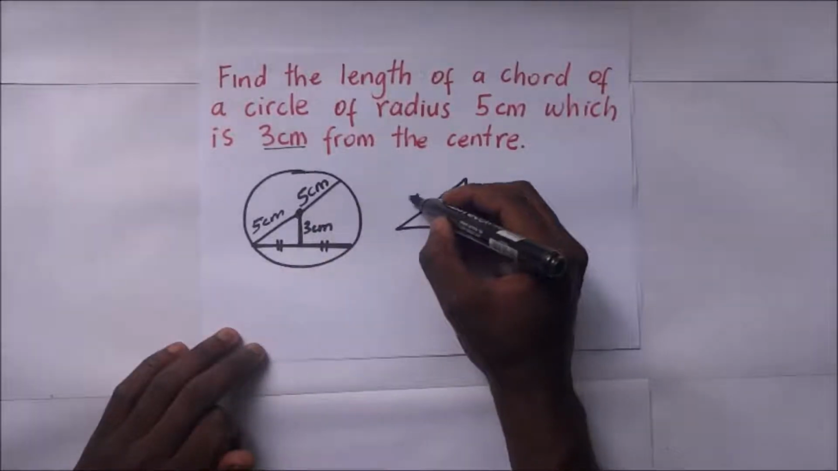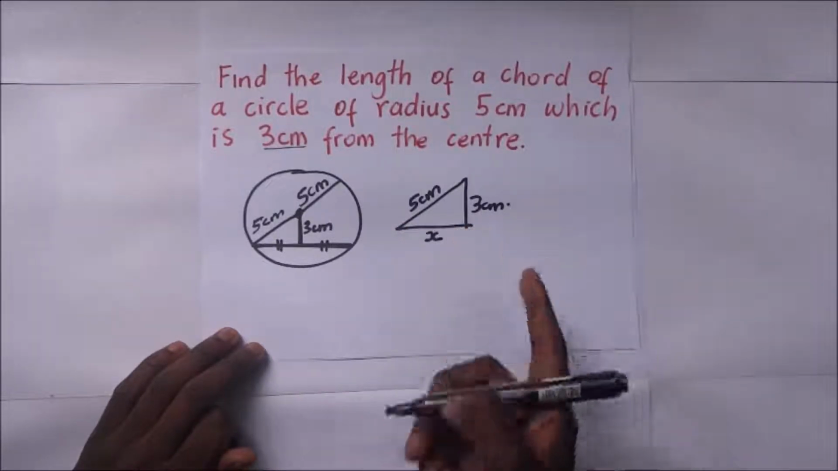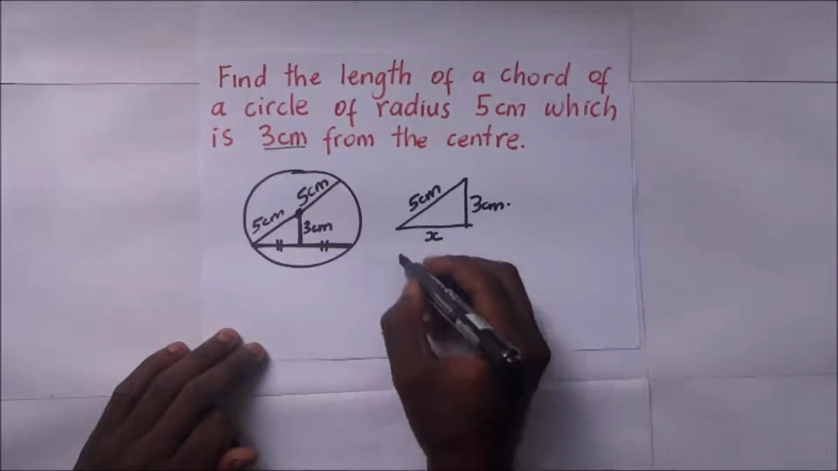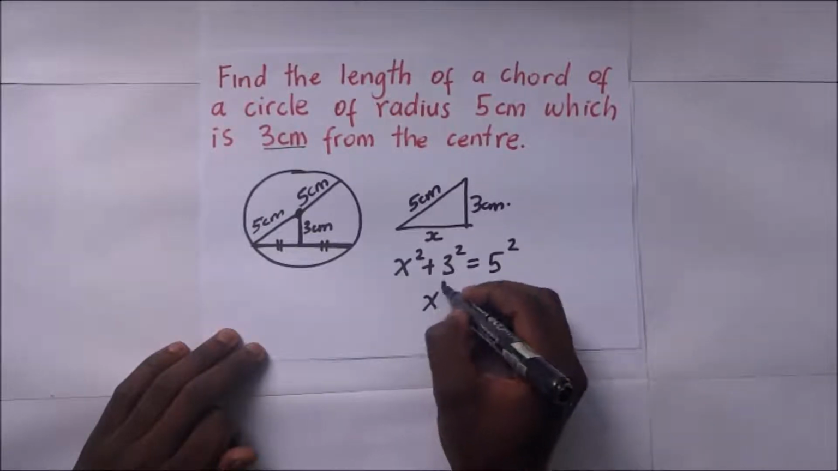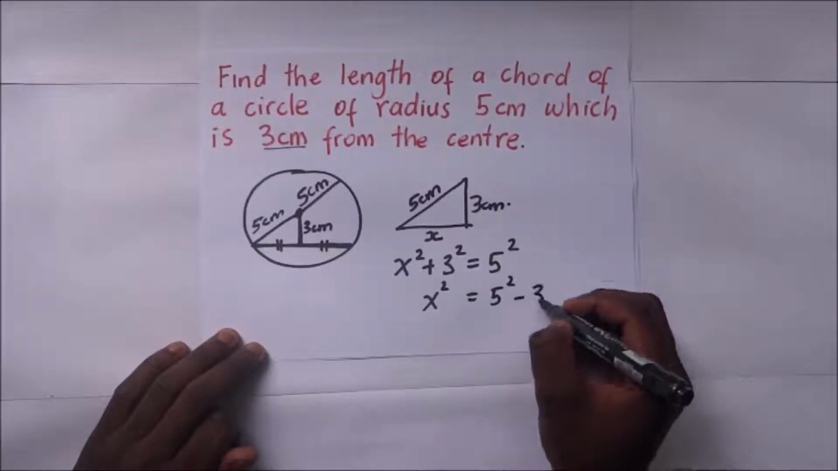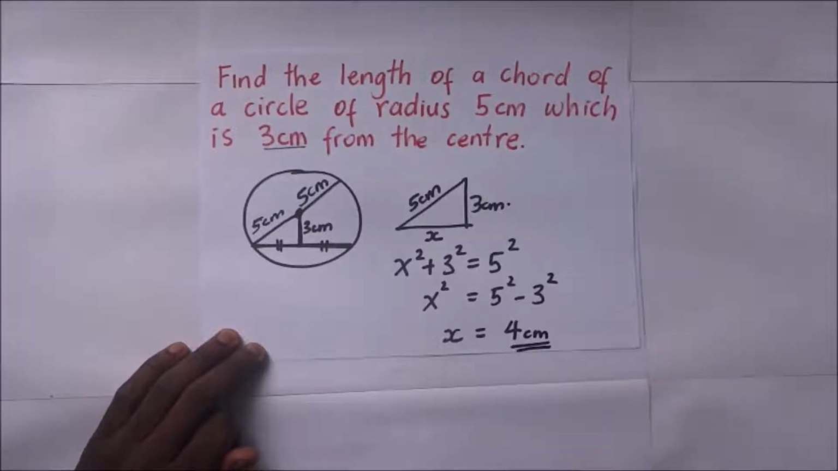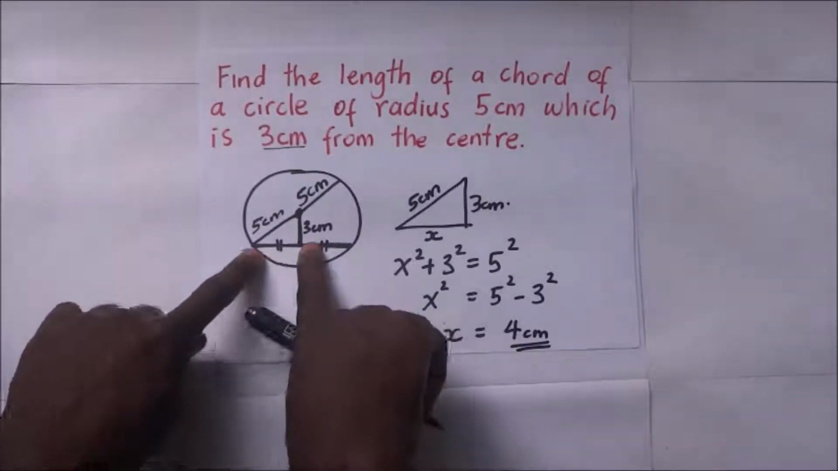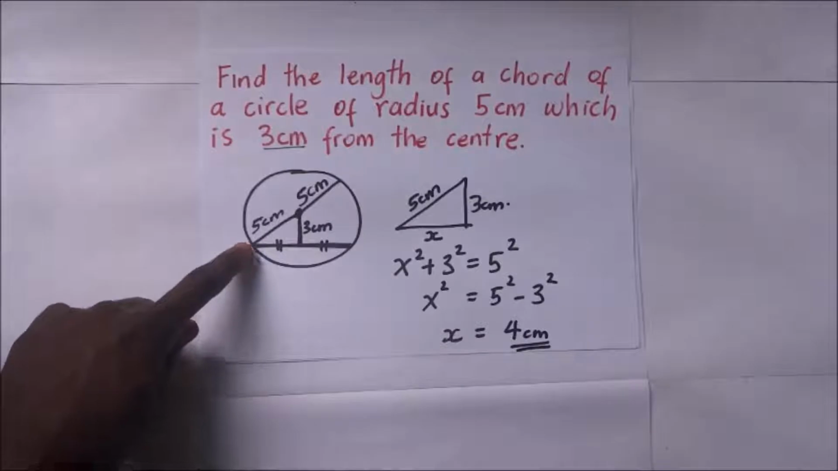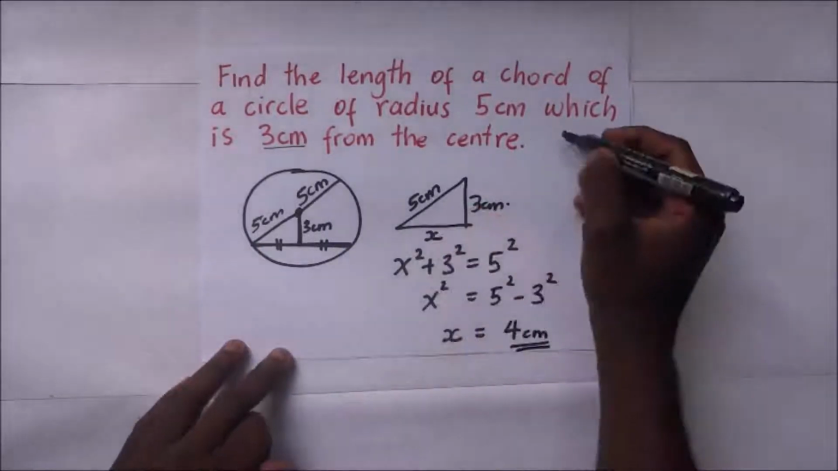So here, this is 5 centimeters, this is 3 centimeters. For us to be able to get this length, let's call this length x. So we use Pythagoras theorem to get this length. x squared plus 3 squared is equal to 5 squared. So x squared is going to give you 5 squared minus 3 squared. We shall end up getting our value of x as 4 centimeters. When we get our value of x as 4 centimeters, it means the distance from here to here is 4 centimeters. But we are aware that this is half of the whole thing. So the length of the entire chord is 4 centimeters plus 4 centimeters, which is 8 centimeters. So the length from here to here is 8 centimeters.